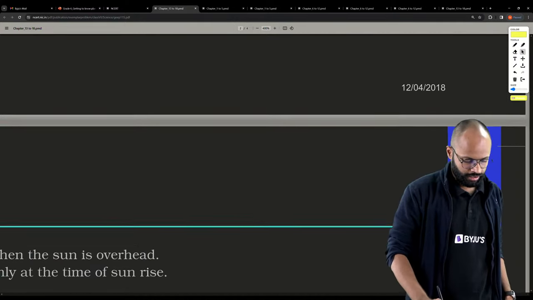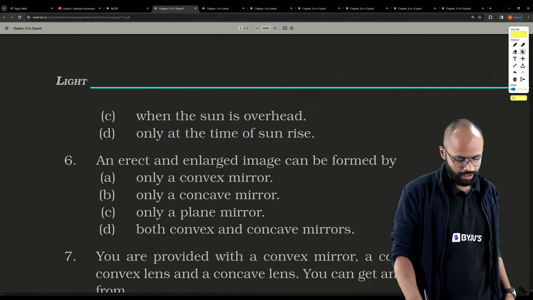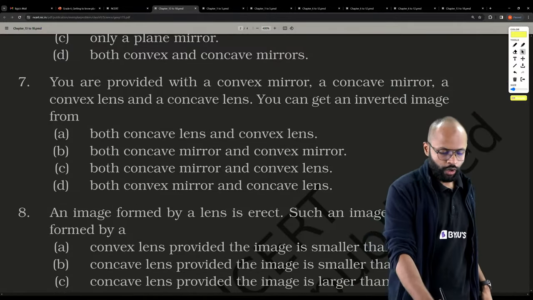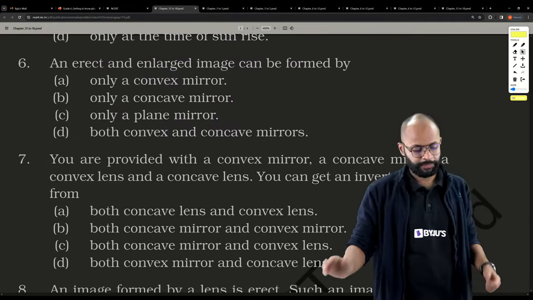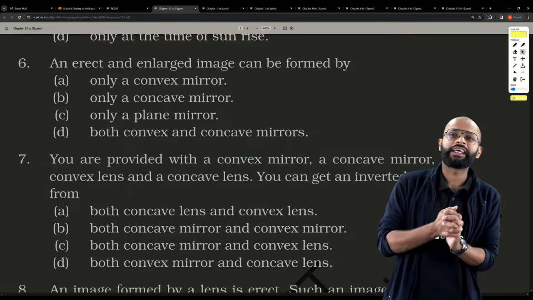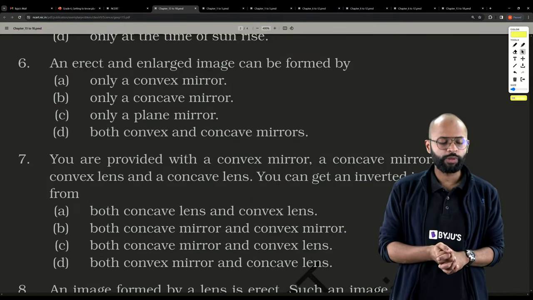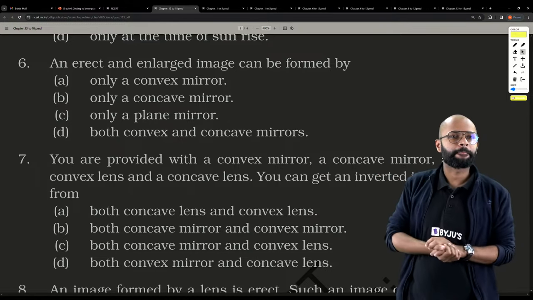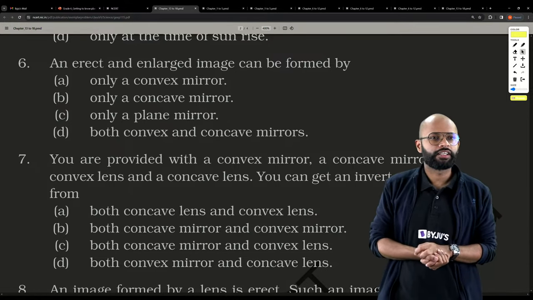दोस्तों, next question. Question number 6. One more question from the cases. An erect and enlarged image can be formed by, four options. Answer bata do zara.